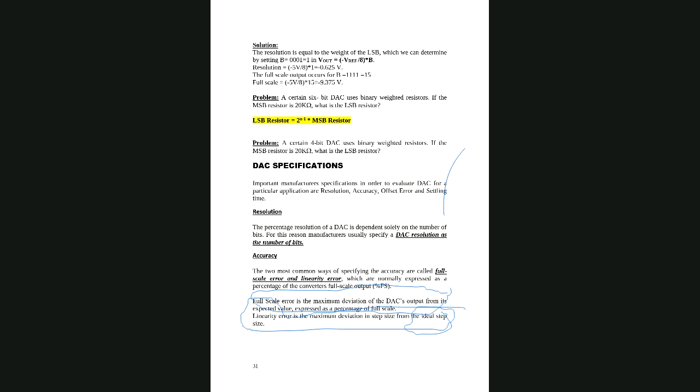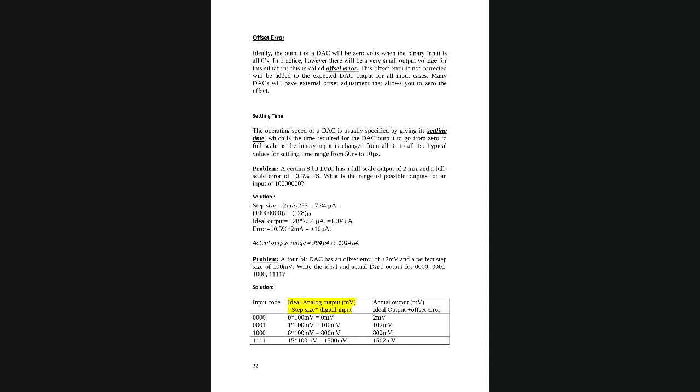Now let's see the calculations. How do we calculate? We will do the calculation on the next page. Before I discuss the offset error and settling error, I will discuss this example.